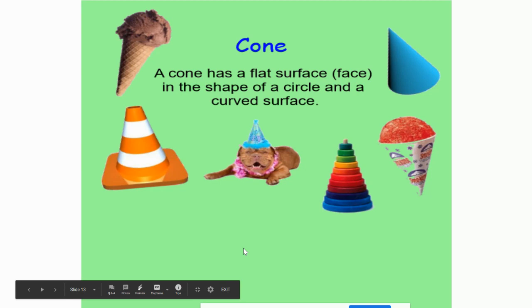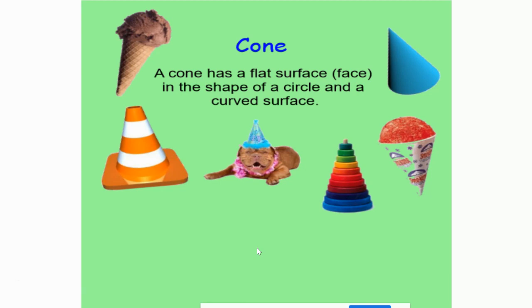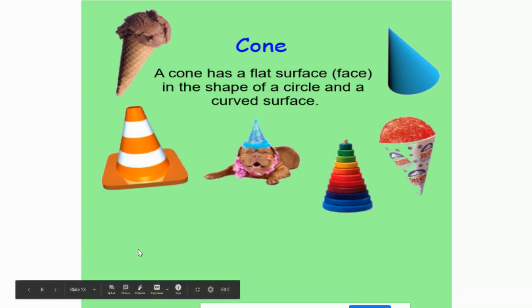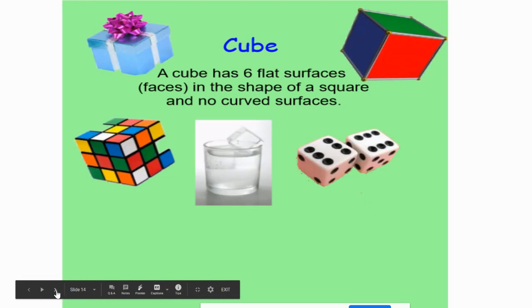This three-dimensional shape is called a cone. A cone has a flat surface or a face in the shape of a circle and a curved surface. So if I took this blue cone, I could keep it still if I put it on the circle face at the bottom. But if I laid it down on the side, it would roll around, same as an ice cream cone or the cone in the pylon, or the cone holding the water ice.